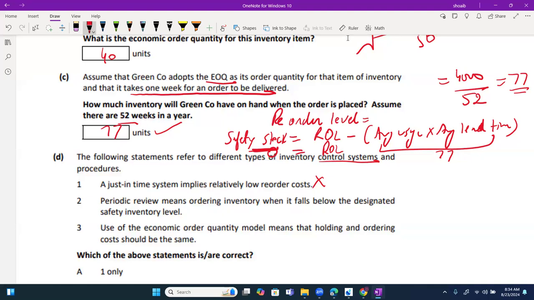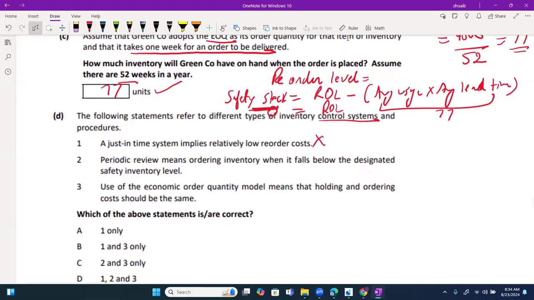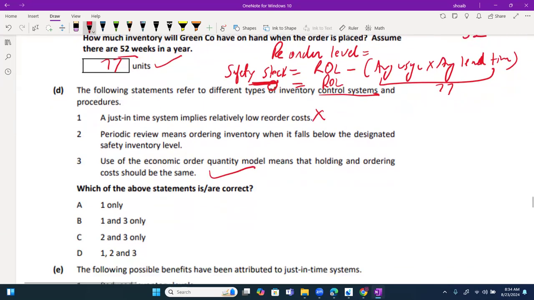Use of the economic order quantity model means that holding and ordering cost should be the same. This is correct. Third is correct. Let's read it again. The following statements refer to different types of inventory control system and procedure. A just-in-time system employs relatively low reorder cost. Low reorder cost.